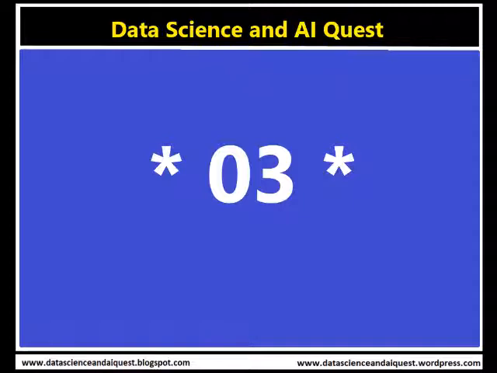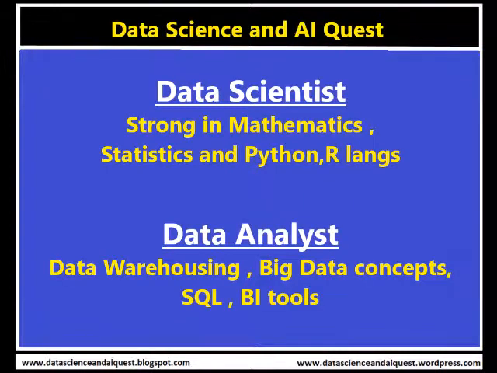Point number 3. A data scientist needs to have some perfection in mathematics, statistics, and programming languages like Python and R. But for a data analyst, perfection in data warehousing, big data concepts, SQL, and business intelligence is needed as a prerequisite to a certain degree or extent.